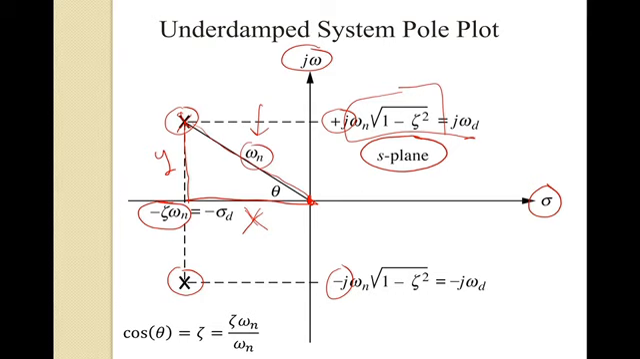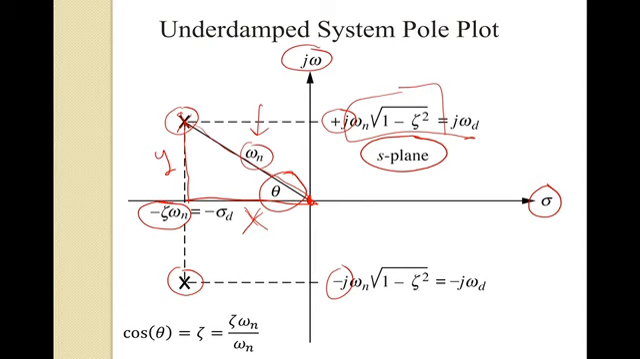Now, I introduce a second term here called the angle. So the angle is that line going from the origin to the pole, that angle relative to the real axis. What is this angle? And we're going to call that theta. Now, how do I find theta from below?